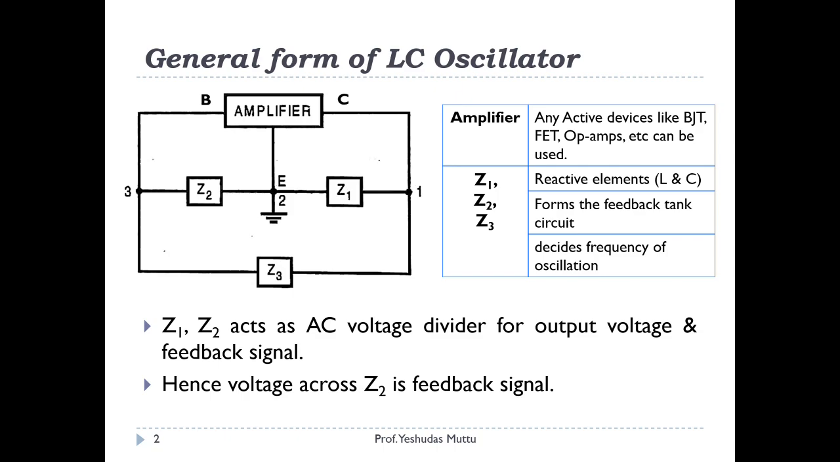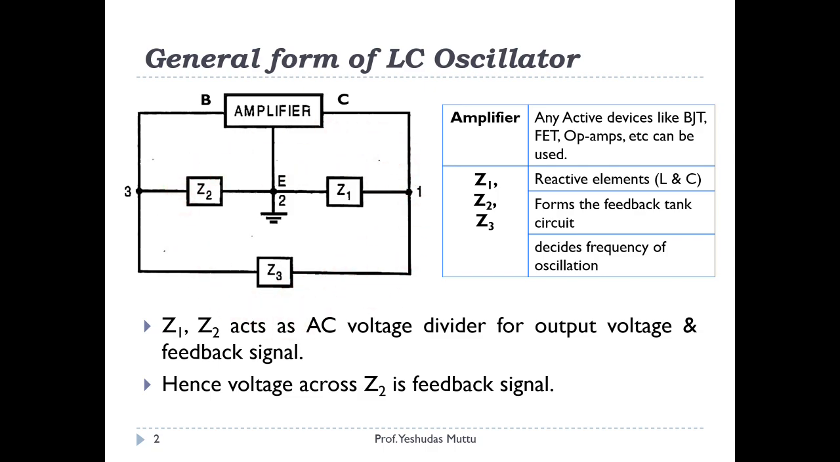Here is the general form of the LC oscillator. You can see there is an amplifier, and there are some impedances present over here, Z1, Z2, Z3. Now, the amplifier can be made up of BJT, FET, or op-amps. I have specifically mentioned base, collector and emitter, which means we are going to derive it for a transistor. We can use anything basically. Then there are Z1, Z2 and Z3.